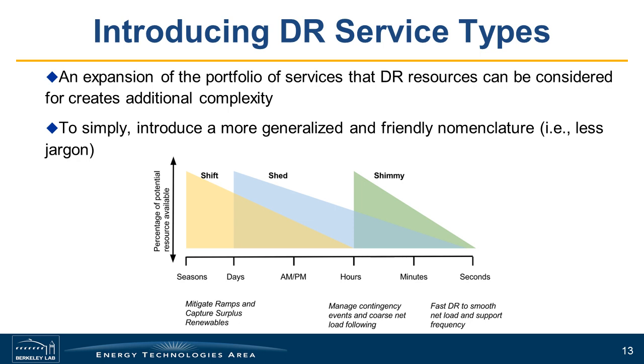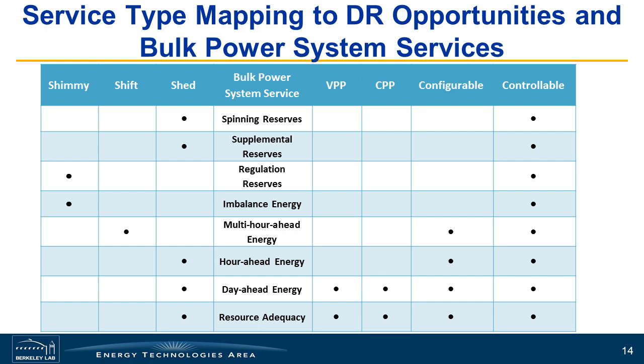So the next step for us was to take all of that wonderful information that we had on the bulk power system and then each of the DR opportunities and then map them over to our service types so that we could start thinking about the different types of technologies that could provide shed, that could provide shift, and that could provide shimmy and meet some of these bulk power system services. So we mapped together the system services, the opportunities, and then our new nomenclature using a more simplified framework with shed, shift, and shimmy.